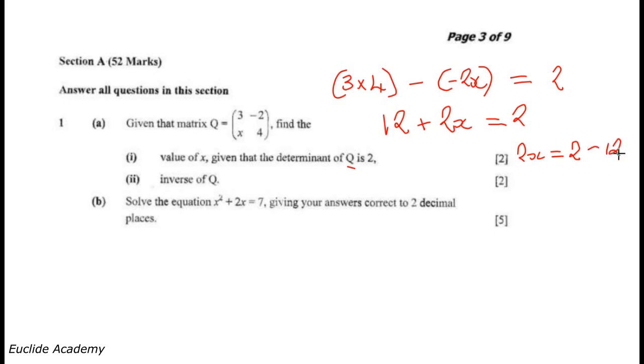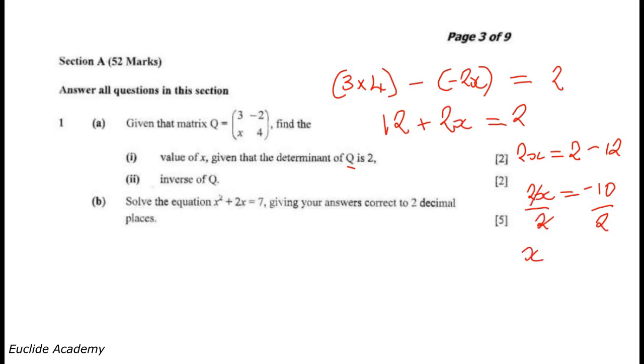Or you say it's just simply the sum. So I can bring 12 to the other side, or subtract 12 from both sides. So this will be 2x is equal to 2 minus 12. The answer is negative 10. Then you simply have to divide both sides by 2 and you cancel that.